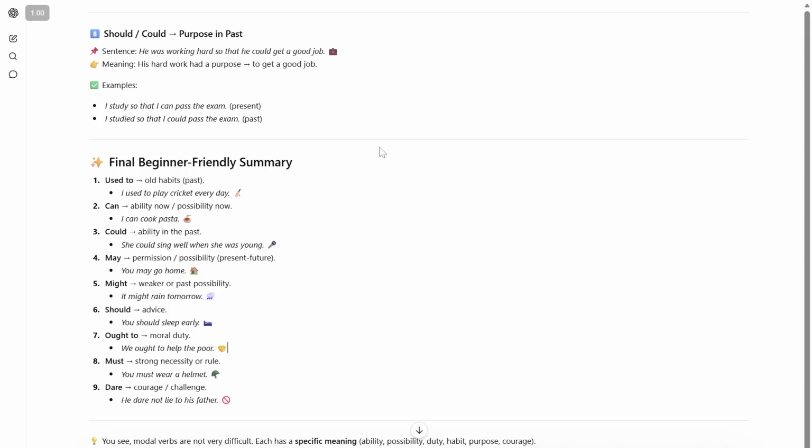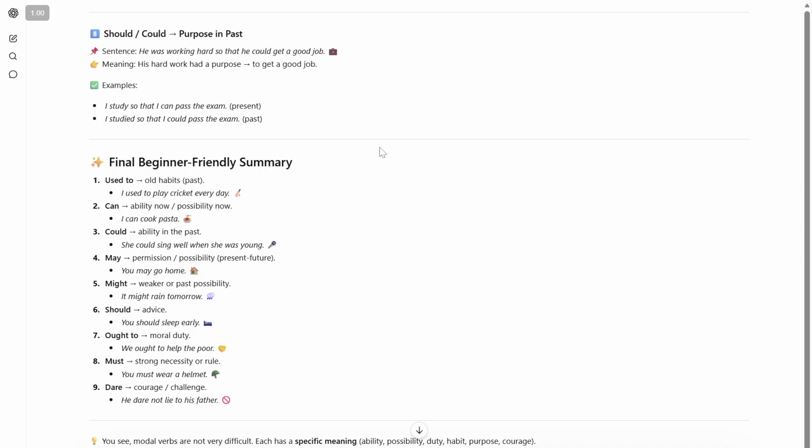4. May: permission, possibility, present, future. You may go home. 5. Might: weaker or past possibility. It might rain tomorrow. 6. Should: advice. You should sleep early. 7. Ought to: moral duty. We ought to help the poor.